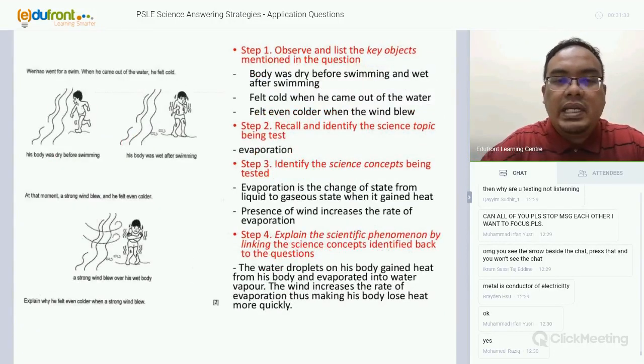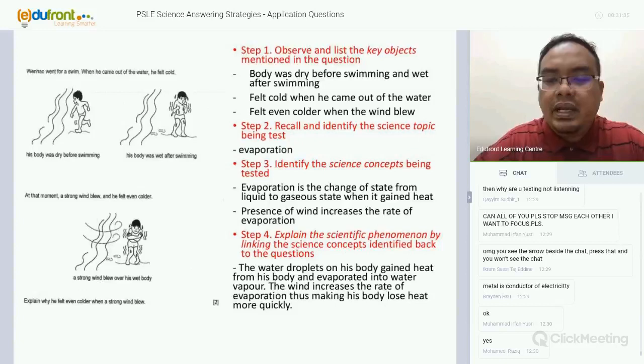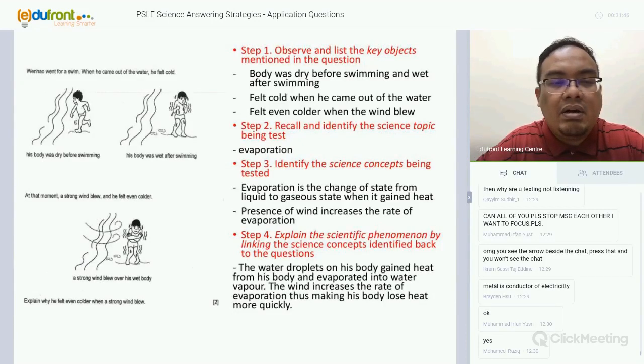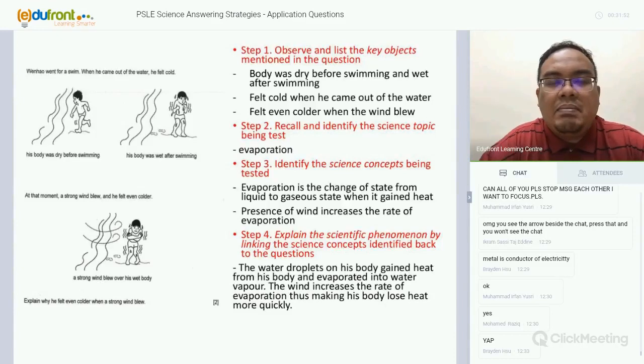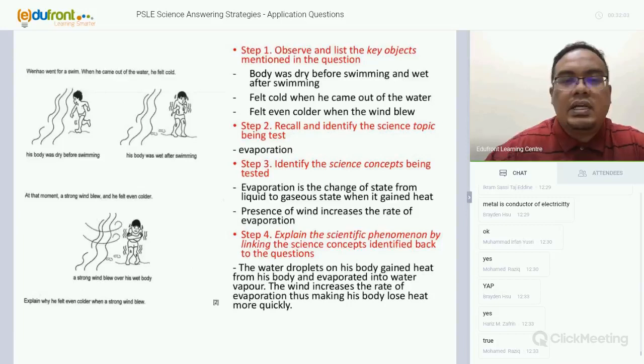Okay, now let's move on to the next question. This is a past PSLE question, I think from 2 years ago. All right, so we can see Wen Hao went for a swim. Now, this situation, everybody is familiar with, right? All of us have gone swimming, have been to the sea, and when we exit the swimming pool, we feel cold, right? With the water droplets around our body, we quickly want to take a towel to wipe off the water.